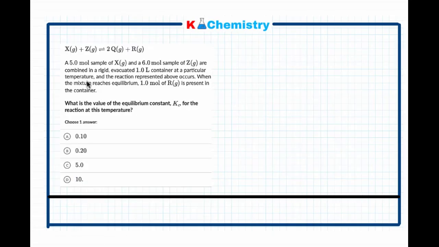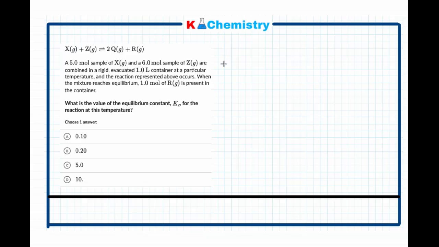In this question, a 5 mole sample of gas X and a 6 mole sample of gas Z are combined in a rigid evacuated 1 liter container at a particular temperature, and the reaction represented above occurs. When the mixture reaches equilibrium, I have 1 mole of R in the container. What is the value of the equilibrium constant?